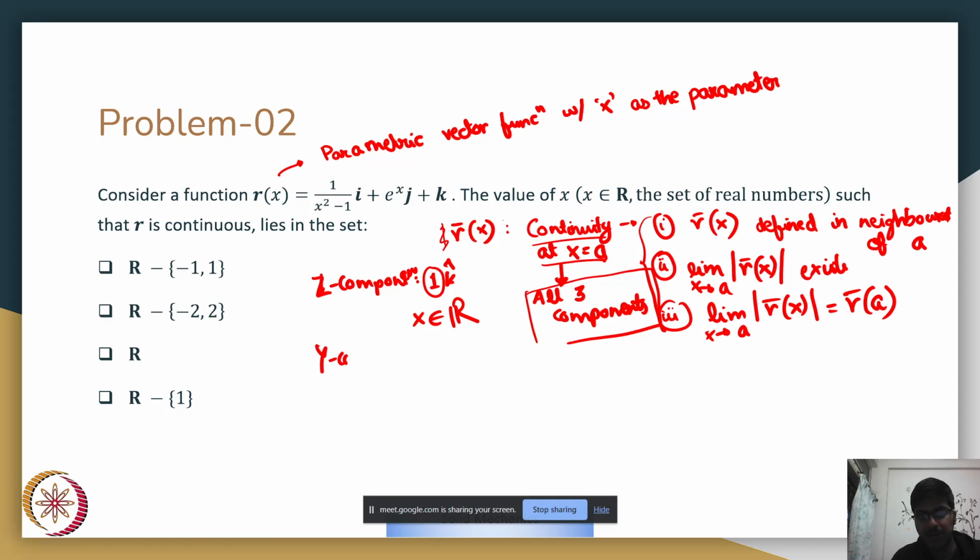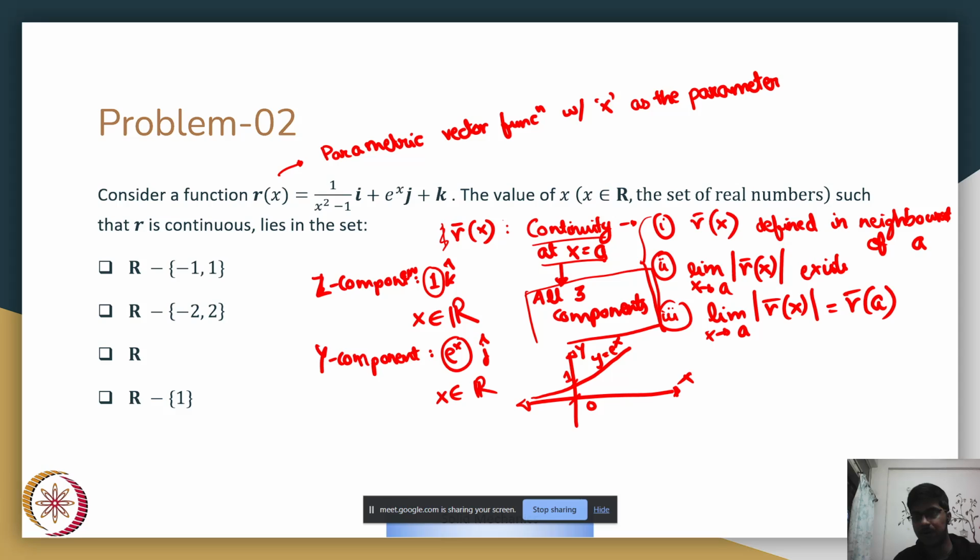The next is the y component. The y component is e to the power x j hat. Again, e raised to x, if you remember, is defined for all real values. A graph of it would look something like this: y is equal to e to the x, it intersects at (0, 1), and it's defined for all x. Hence x can cover the entire real line.